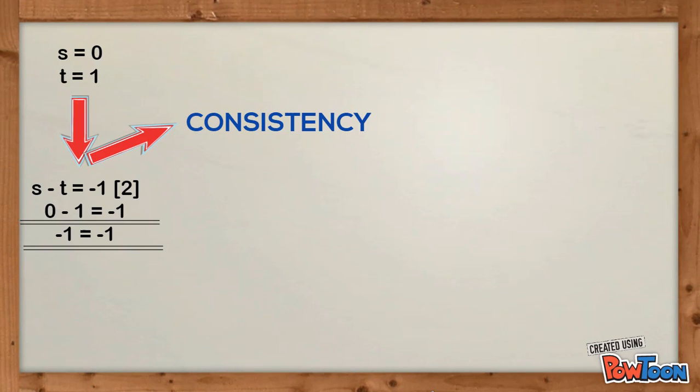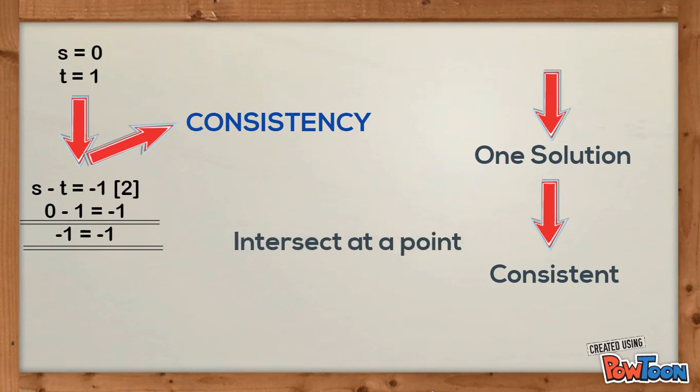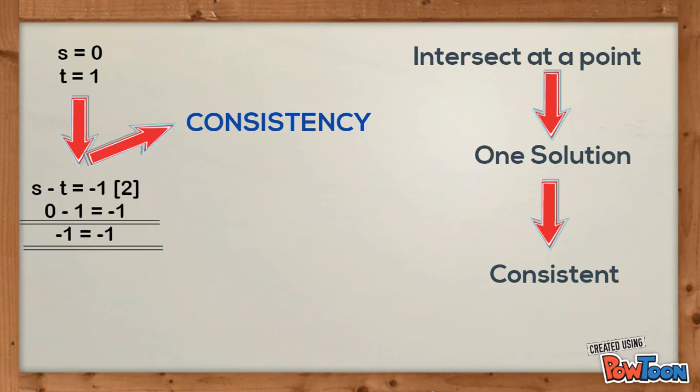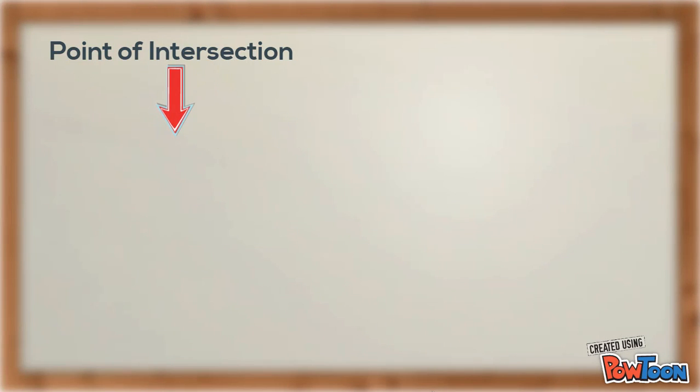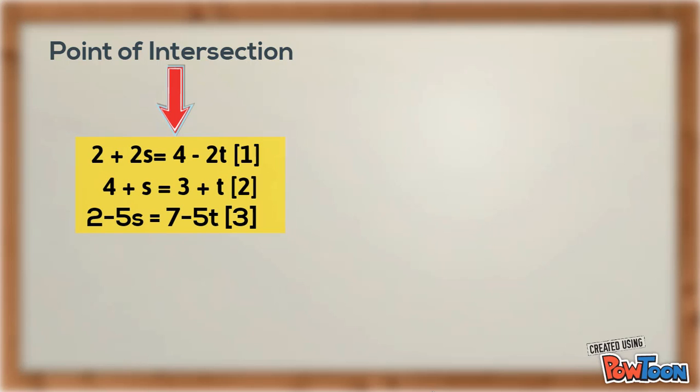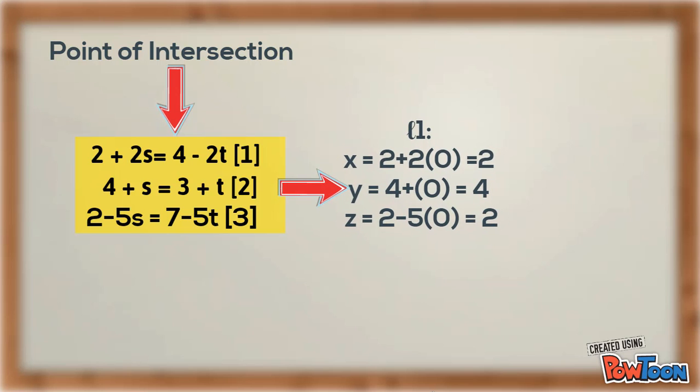Since the answers are equal, it indicates that line 1 and line 2 intersect at a point. So there is one solution, and the system is consistent. In order to find the point of intersection, substitute s and t into either of the two lines. Let's substitute the values into the equation of line 1. Therefore, the point of intersection is (2, 4, 2).